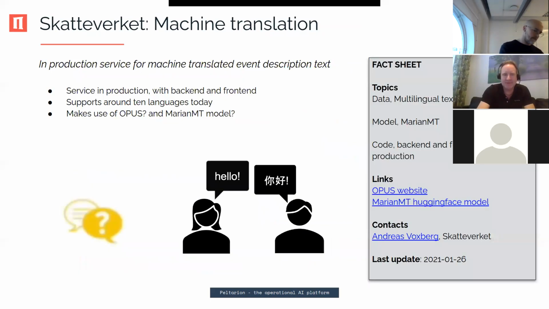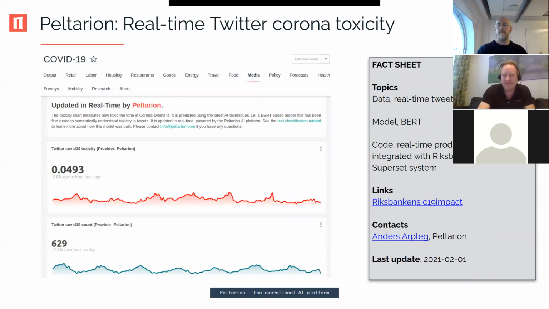Okay, and talking also about deployment a bit, here is another system that the tax authority did for doing machine translation that I believe they have in full production right now. We did a thing for Riksbanken, the Swedish central bank, where they wanted to basically track in real time corona sentiments or toxicity as we measured here. So we could take real time tweets and do a sentiment analysis based on a BERT model, and then feed in real time into a dashboarding system called Superset that Riksbanken have. And you can find a link to that and more information if you want to know how that was done.